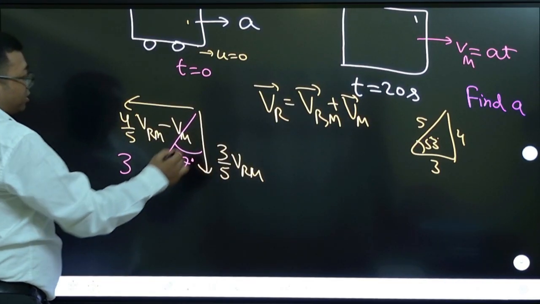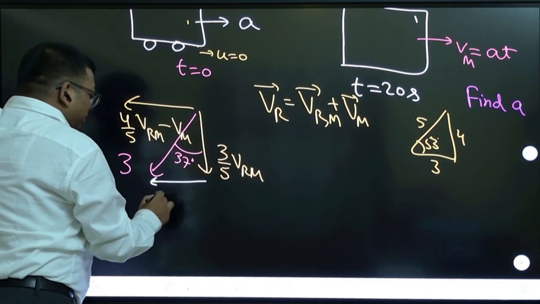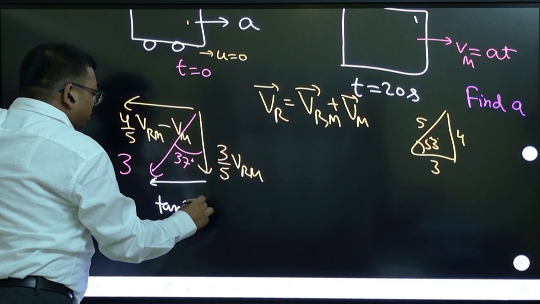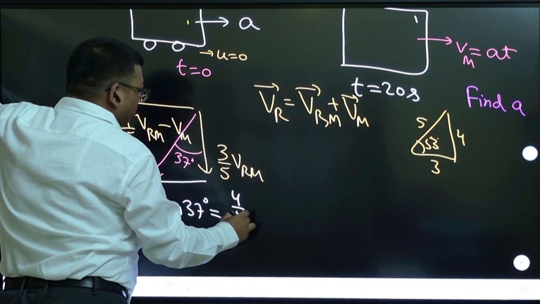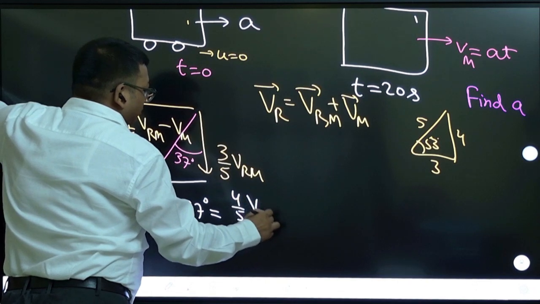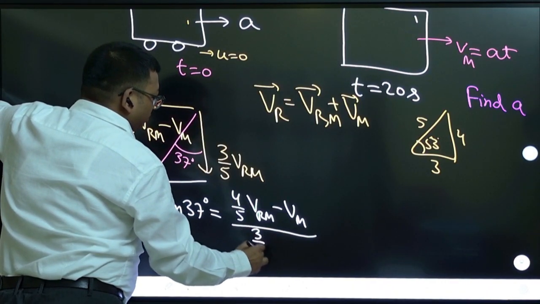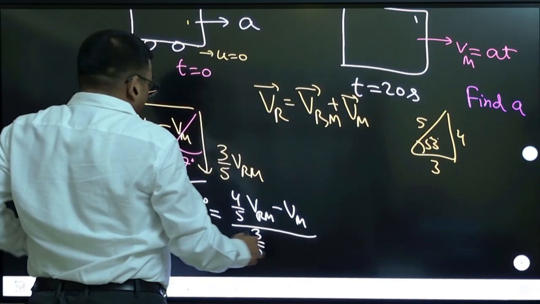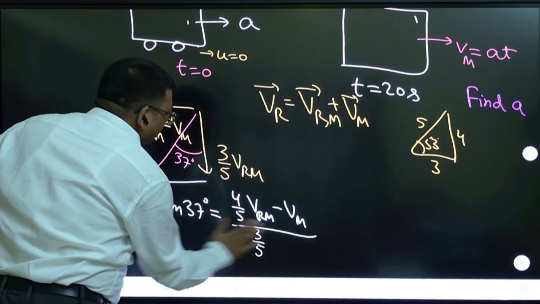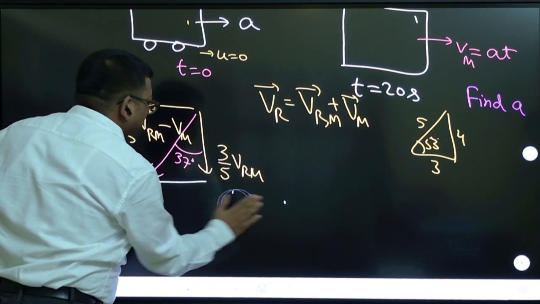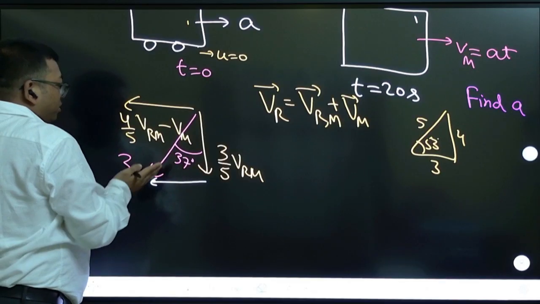Because this is 37, this by this will give tan 37. And what is this here? This is 4 by 5 VRM minus Vm divided by 3 by 5 VRM. No, what do we do now? I think this may be complex because they have given the hypotenuse here. They have given the hypotenuse, so let us resolve the 3 now.